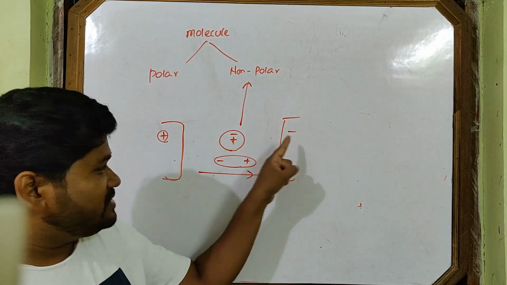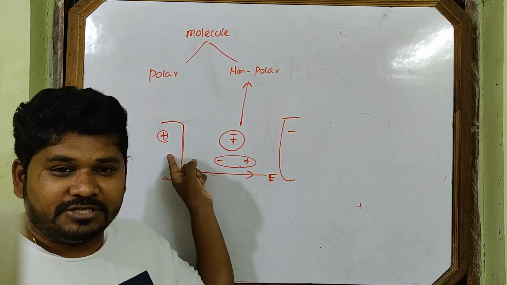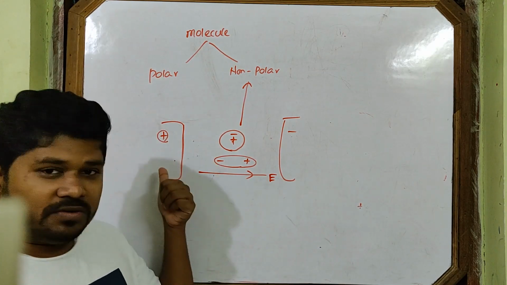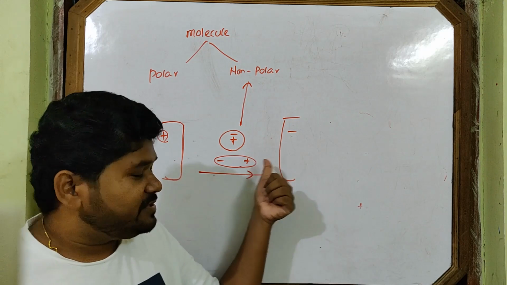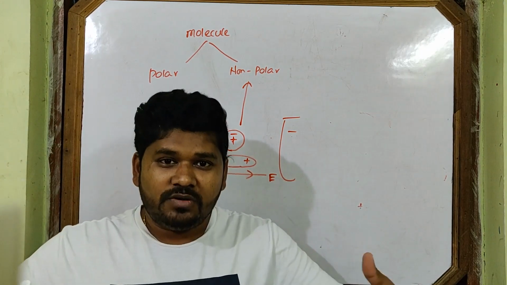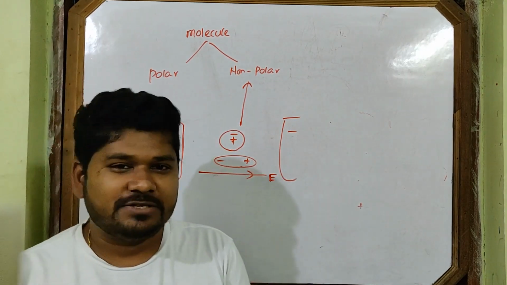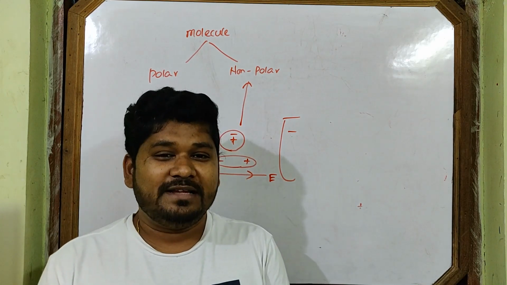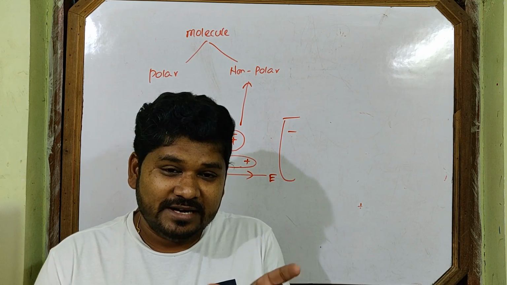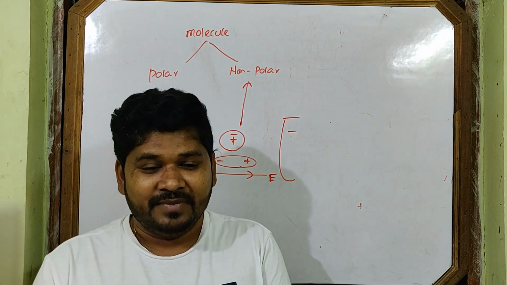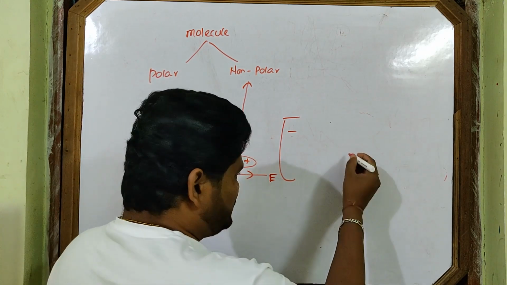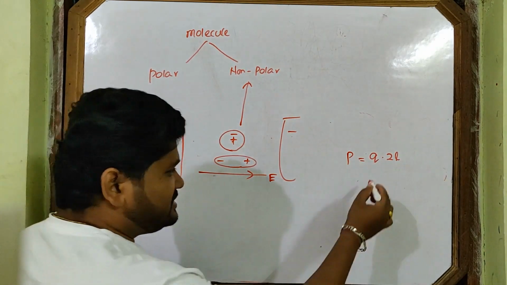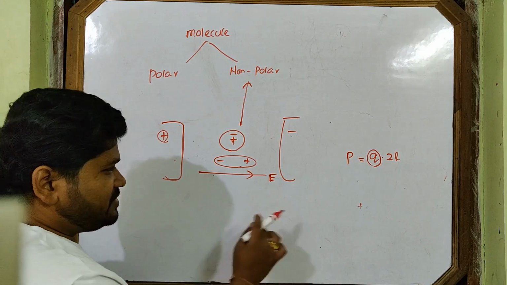If we increase this field strength, this positive will attract this negative more, and this negative will attract this positive more, so the separation will be more. If the separation is more, what happens to the dipole moment? Dipole moment is charge into distance of separation. Charge is constant, plus minus constant.